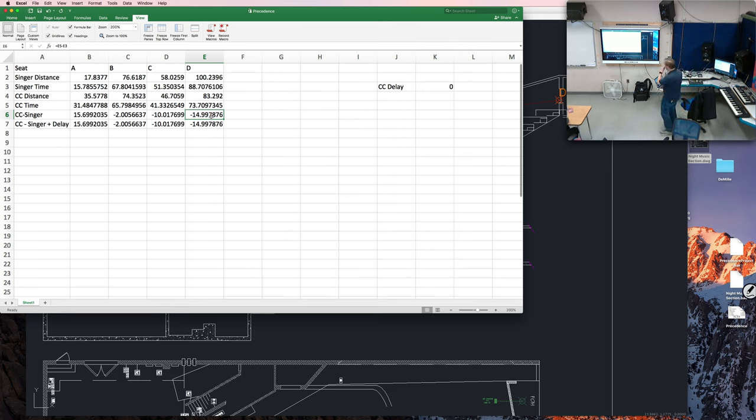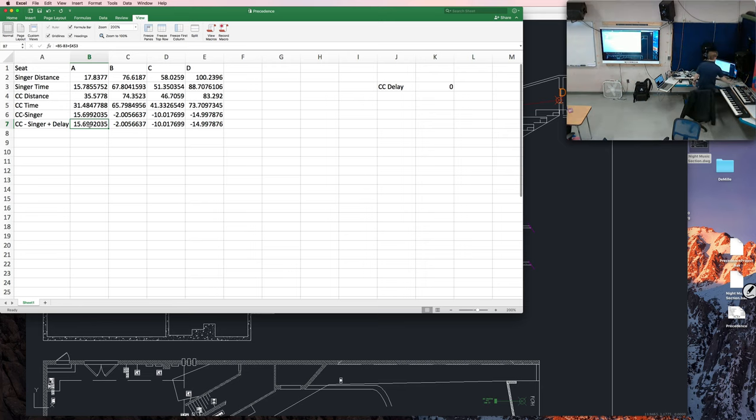Okay? And then what I have here is I've just got a cell for delay I could apply to the loudspeaker. So if your loudspeaker is hooked up to some sort of digital processor that allows you to add delay, in other words, it just sort of holds on to the sound for a little bit before it lets it come out, then I could factor that into my equation. So here, now I'm saying the center cluster minus the singer plus the delay I've added to the center cluster.